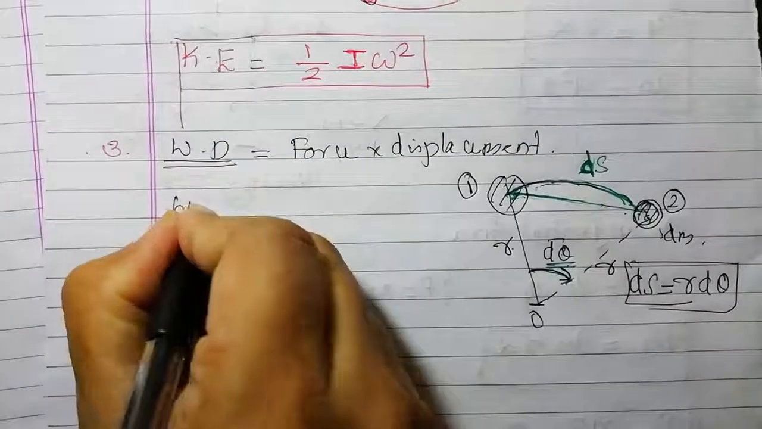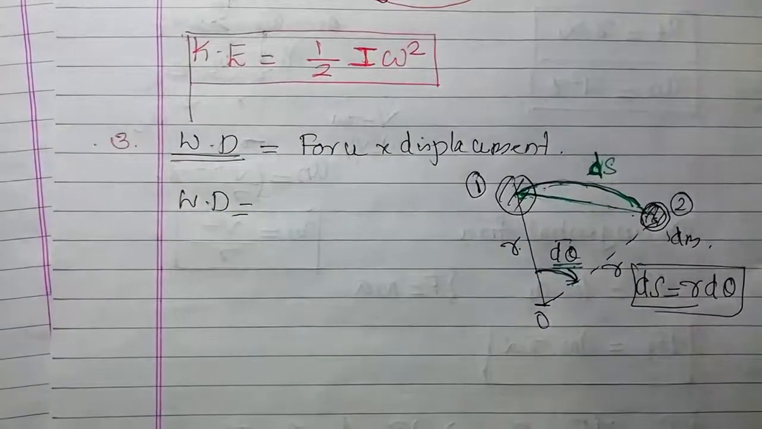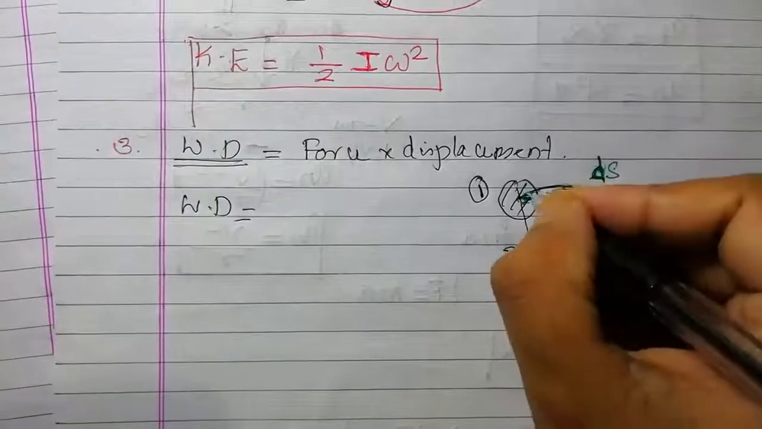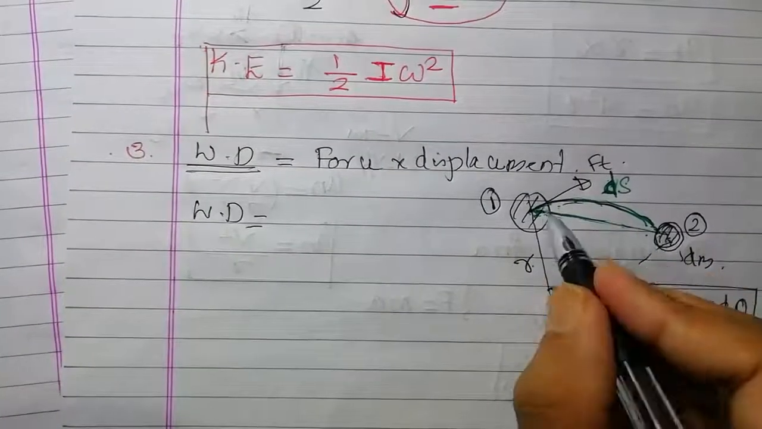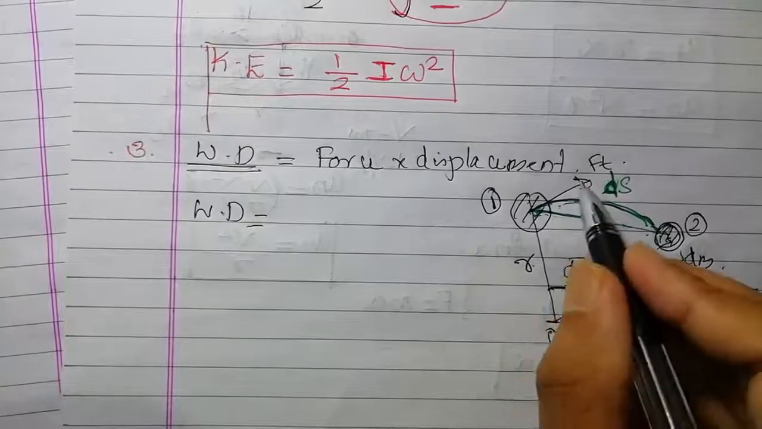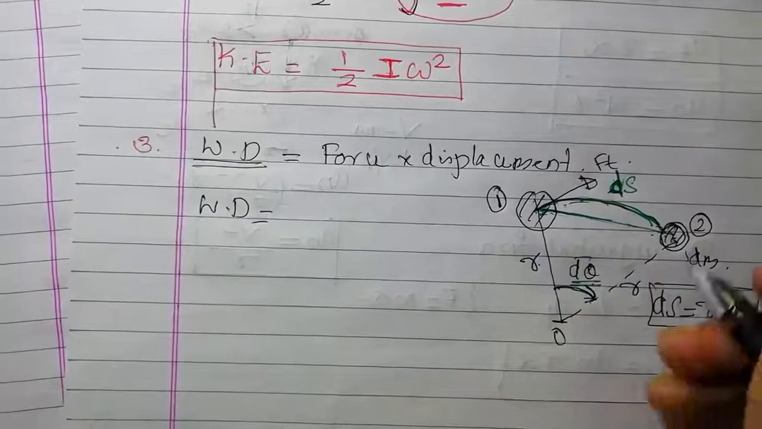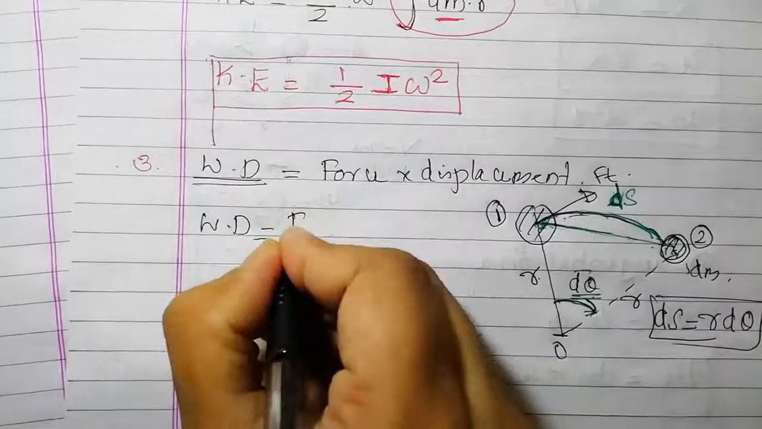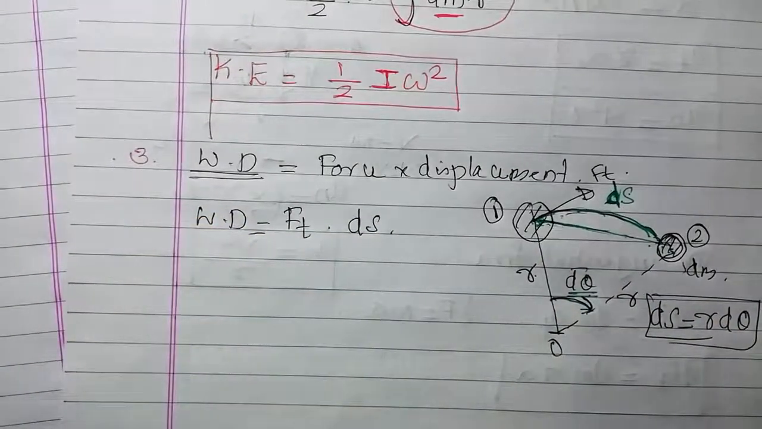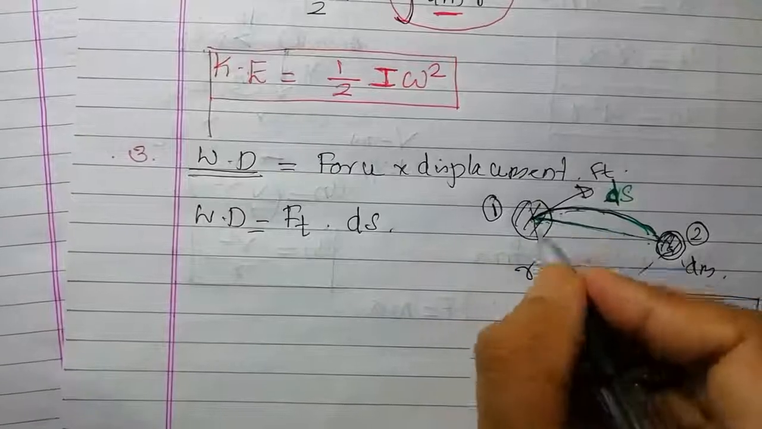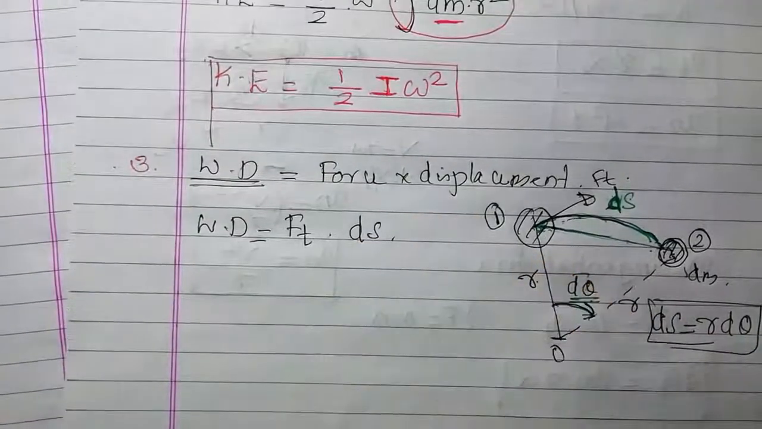Now work done is equal to, also we are considering here the tangential force Ft. Okay, the normal force will always be towards the center. The work done is produced because of this tangential force. Okay, so work done is equal to tangential force into displacement ds. We are considering the small element, the work done produced by the small element, Ft into ds. Work done is equal to Ft into ds. Okay, now substitute the value of ds here.